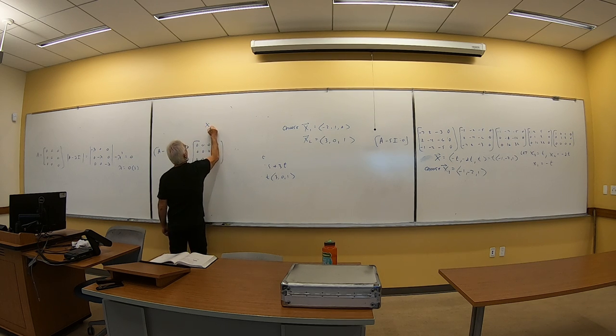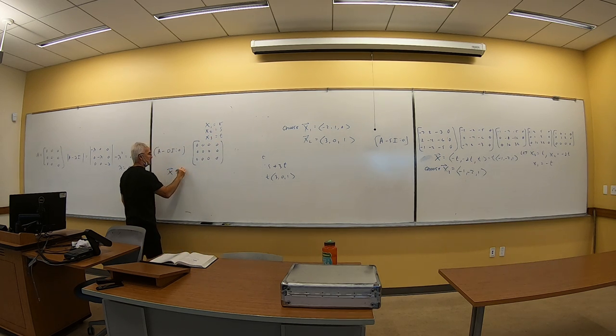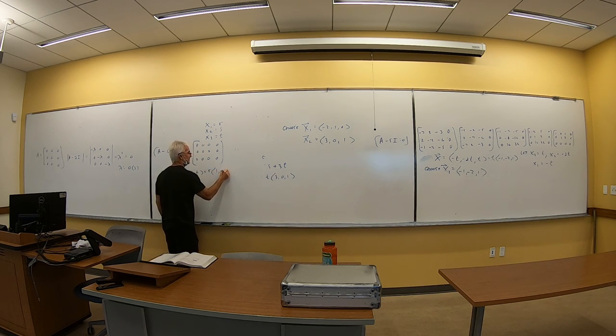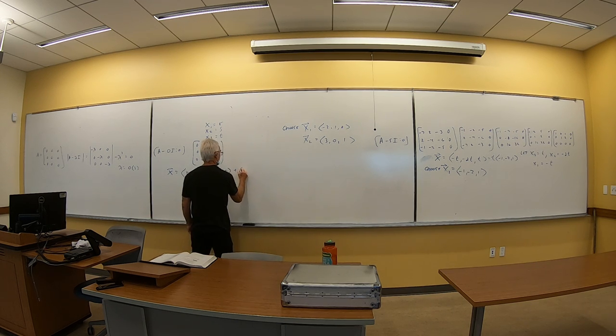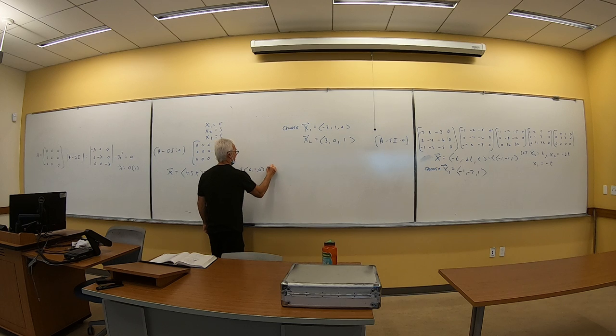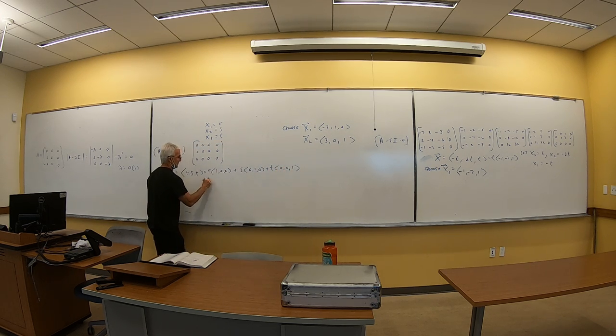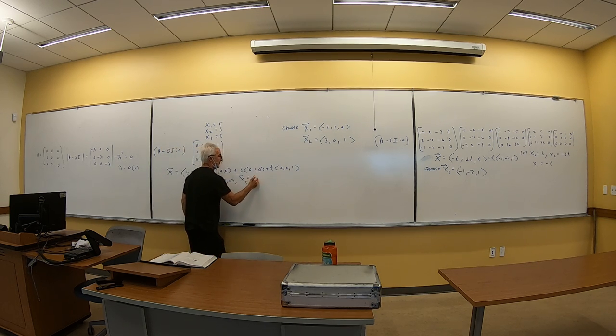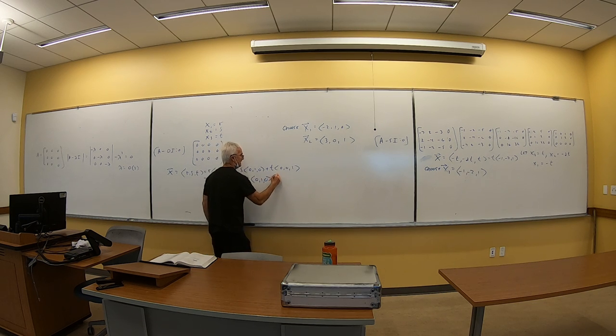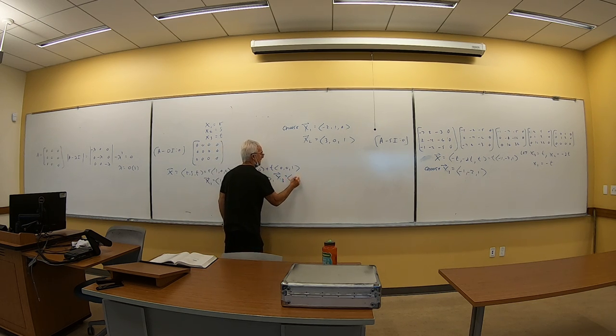Three. So let's let x1 be r, let's let x2 be s, and let's let x3 be t. That means any vector of the form r, s, t, or r times (1, 0, 0), plus s times (0, 1, 0), plus t times (0, 0, 1) will work. So let's select our eigenvectors this way. X1 will be (1, 0, 0). X2 will be (0, 1, 0). And X3 will be (0, 0, 1).